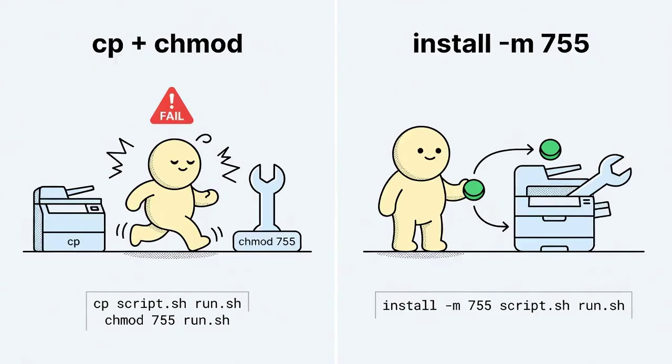install -m755 script.sh run.sh does both in one atomic operation. Copy, set mode, done. No race window, no forgotten chmod.